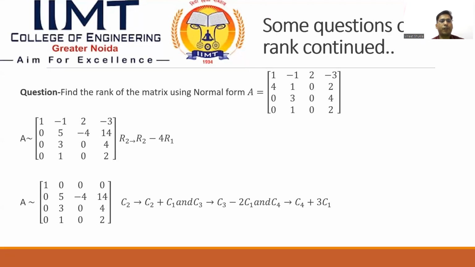Now, another question is to find the rank of a matrix using normal form, which is a 4 cross 4 matrix. That is, in the first row 1 minus 1 2 minus 3, 4 1 0 2, 0 3 0 4, 0 1 0 2. So A is equivalent to 1 minus 1 2 minus 3. So we will first make the elements 0 in the first column.